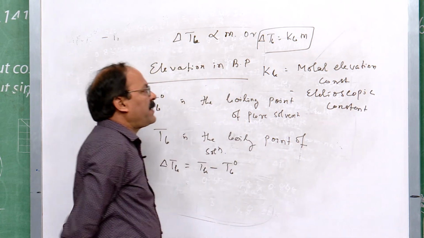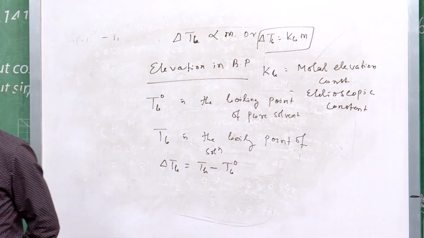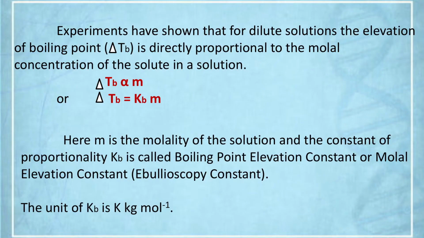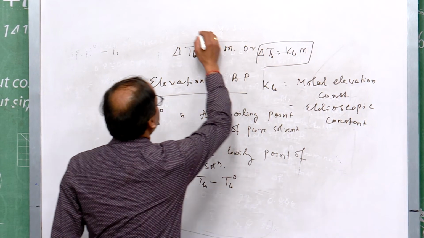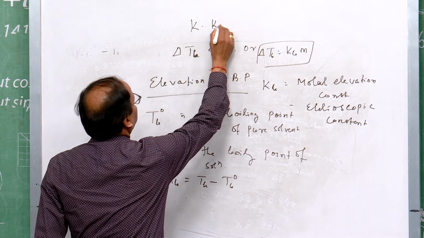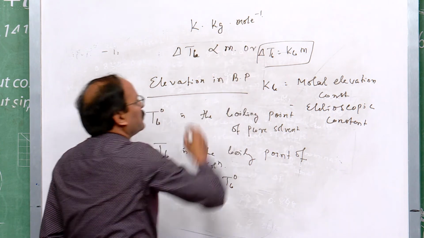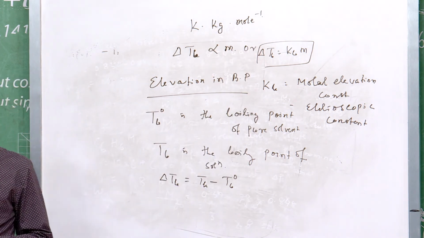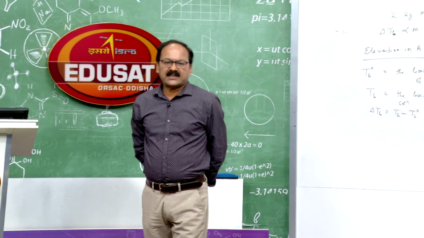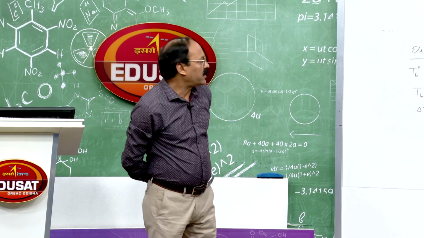If you know the boiling point elevation, then you can also calculate the molar mass of the solute. The unit of KB is Kelvin kg per mole, that is, Kelvin kg mole inverse. This is the unit of the molal elevation constant or ebullioscopic constant.